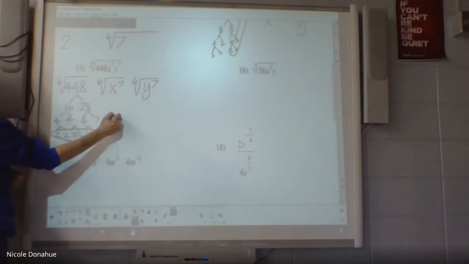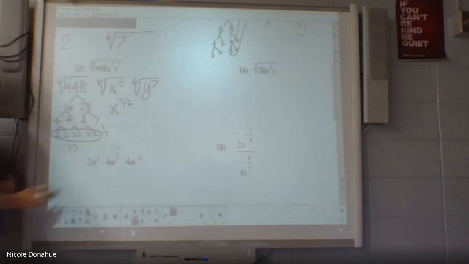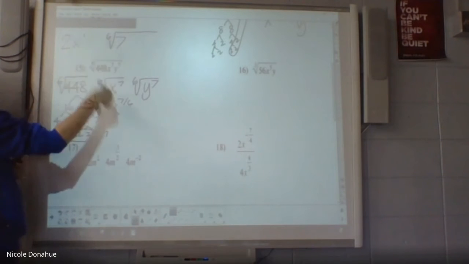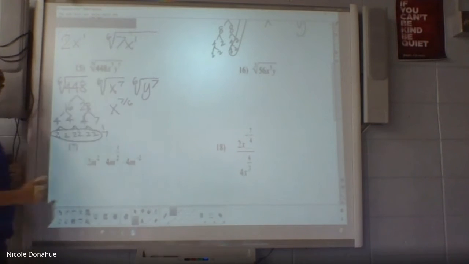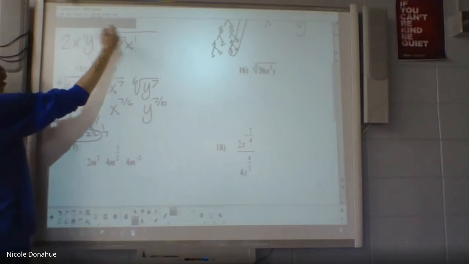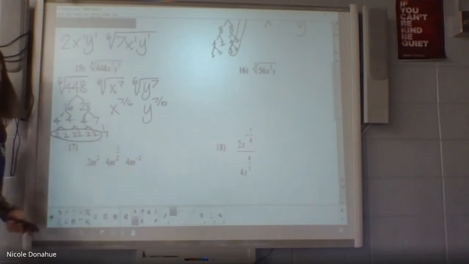Then I have x to the 7 over 6 power. How many times does 6 go into 7? Once with a remainder of 1, because it's 1 short. Same thing with the y. And you don't need the first powers, but you can write them if you have it.